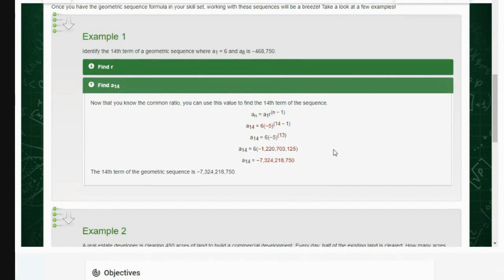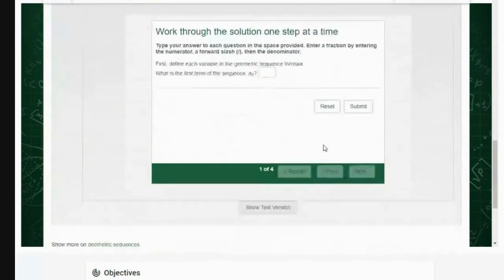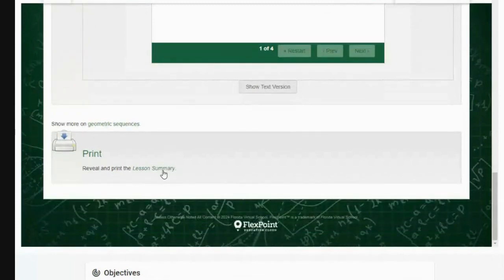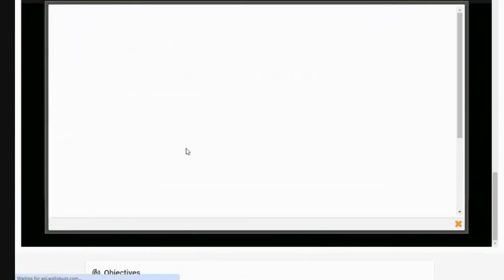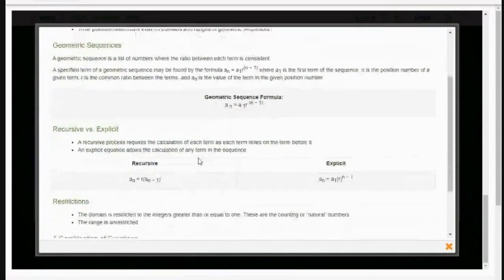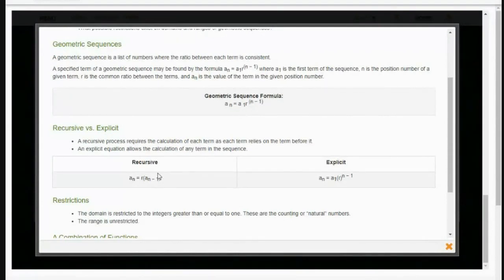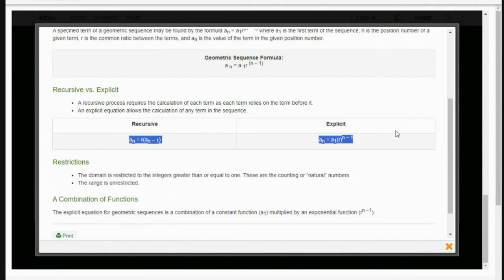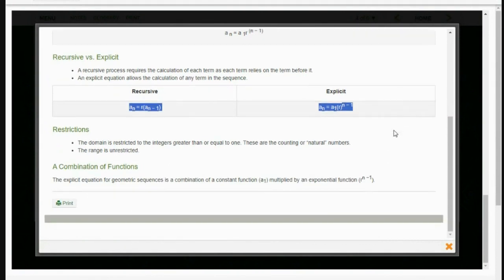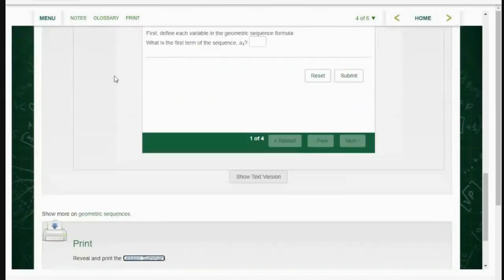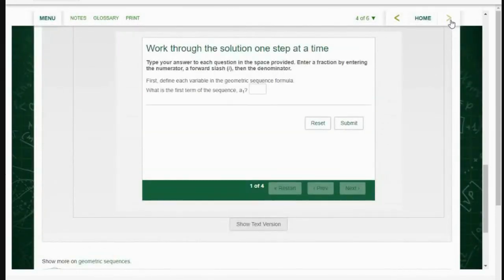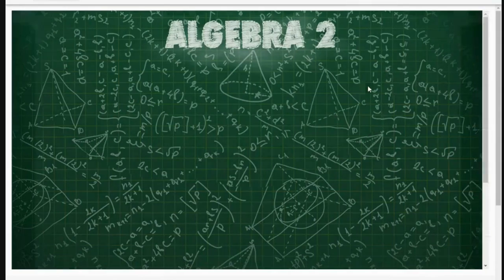That's it. Then they give you another example and the lesson summary. So there's our lesson summary. Geometric sequence formula. Here's the recursive. There's the explicit. So you can print that and put that in your notes. Okay, they give you some practice problems again on page 5. So you can check your work. They'll tell you if you're correct or not.